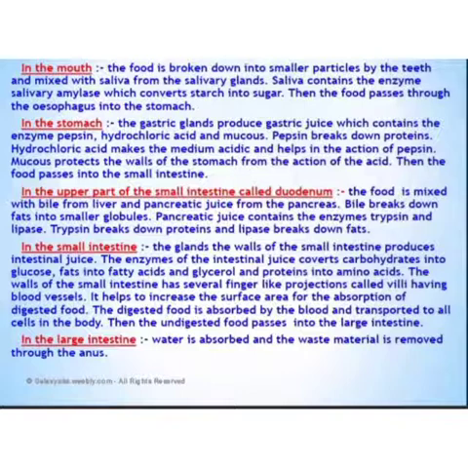acids. The walls of the small intestine have several finger-like projections called villi, having blood vessels. They help to increase the surface area for absorption of digested food. The digested food is absorbed by the blood and transported to all the cells in the body. Then the undigested food passes into the large intestine. In the large intestine, water is absorbed and the waste material is removed through the anus.